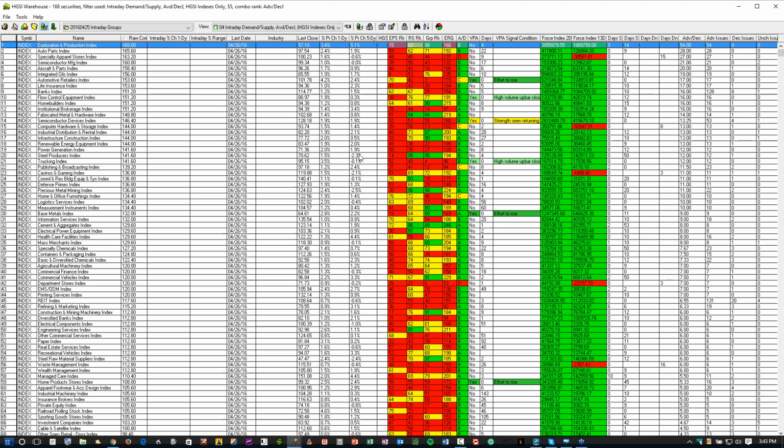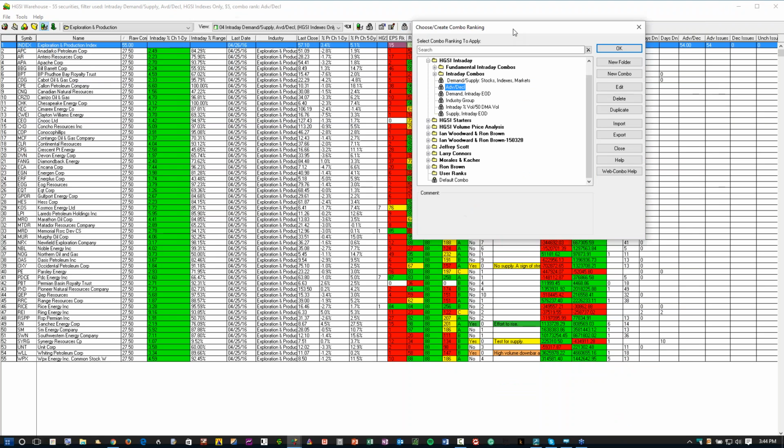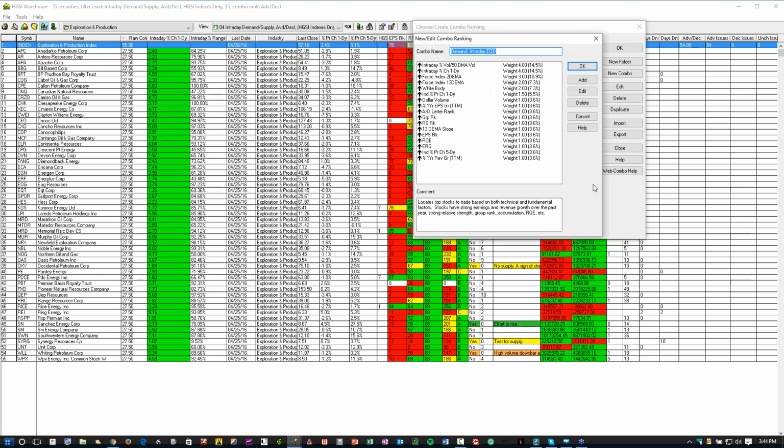Now I want to know which of these stocks are the ones that are most in demand on an intraday basis. So all I do is I change to the index group, and here are the intraday prices, but I'm going to change what we call a combo rank. And the combo rank takes any field in HGSI, and I'll just open this up so you can see it. It allows us to weight any of the fields according to percentages.